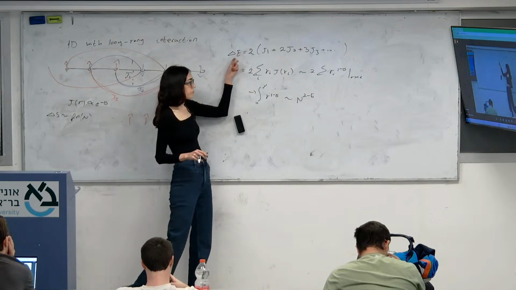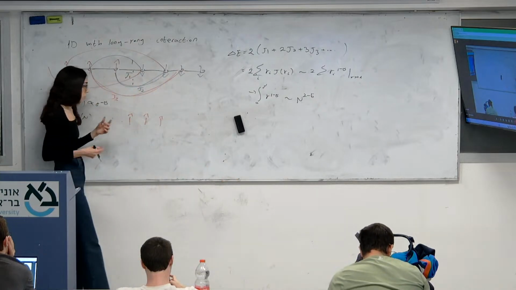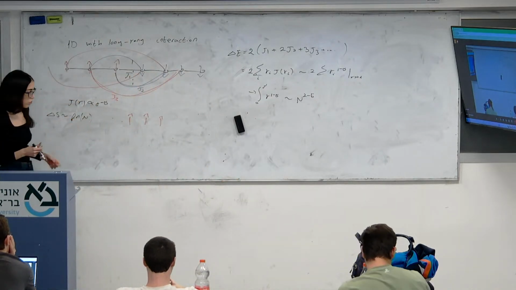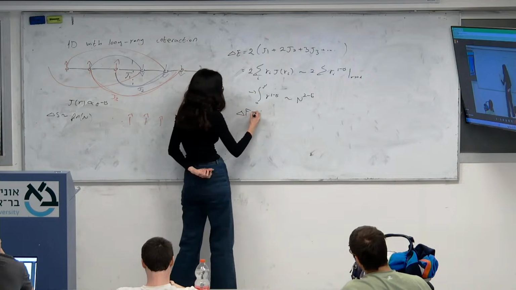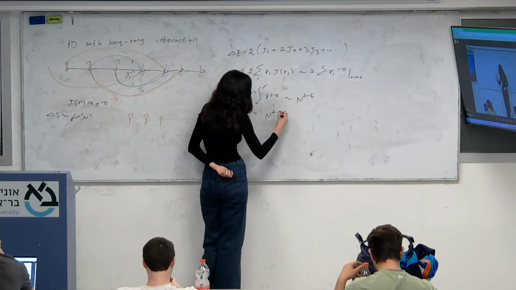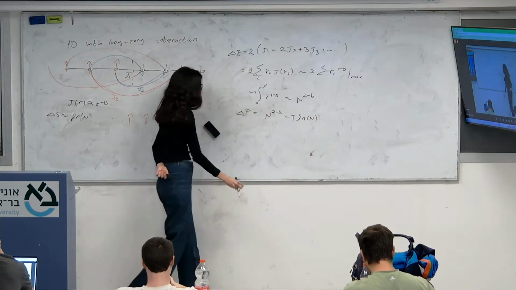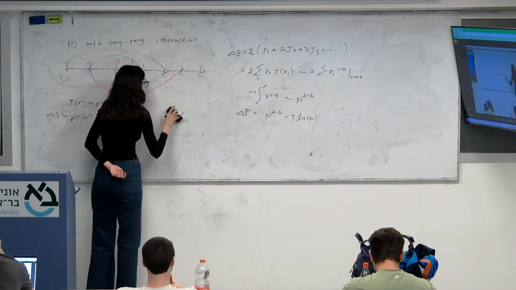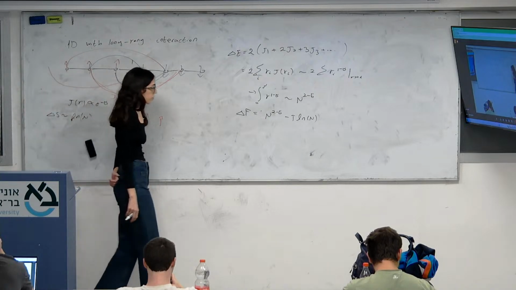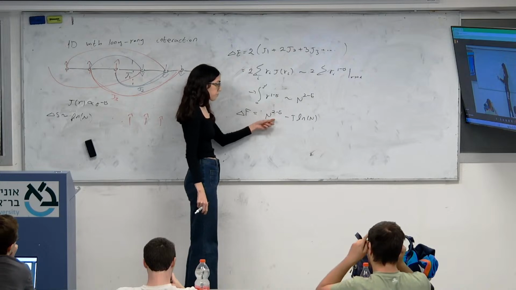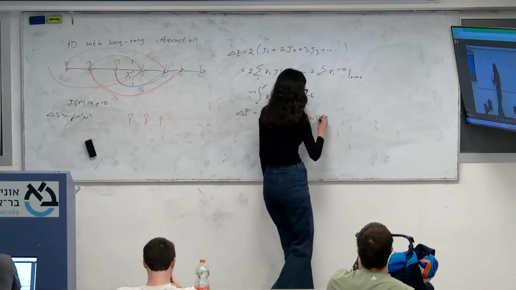This is delta E, and we already see that we got something that depends on n. So we have something that may compete with the logarithm of n that we have in the entropy. So the overall difference in the free energy is n^(2 minus sigma) minus T ln of n. So we have two cases here.